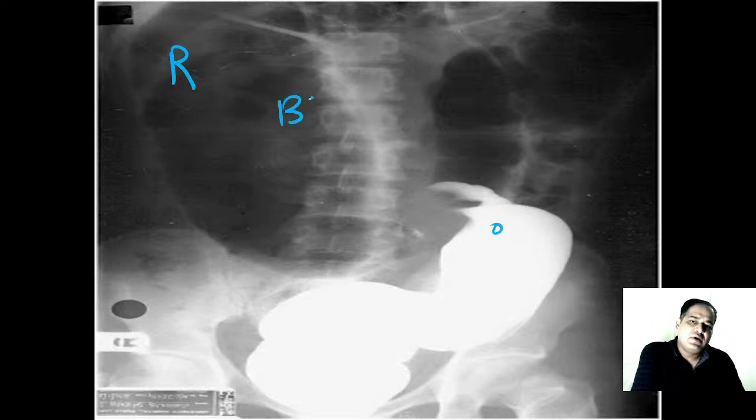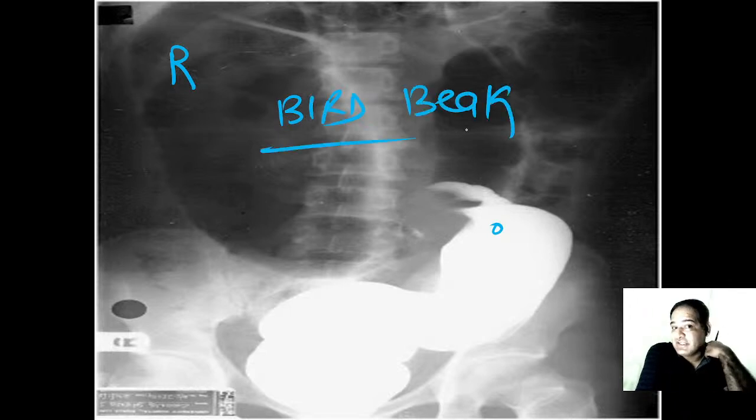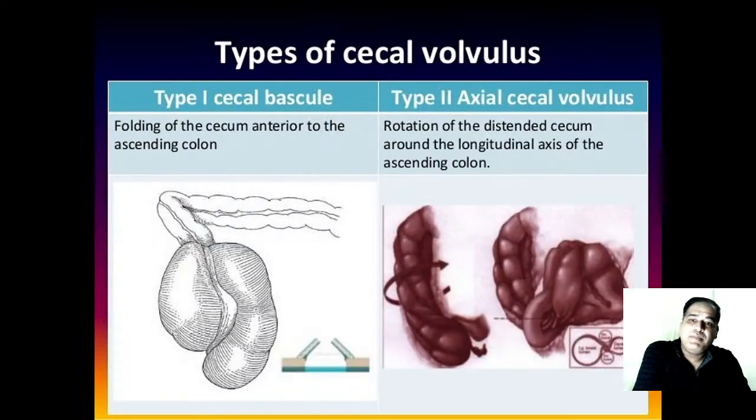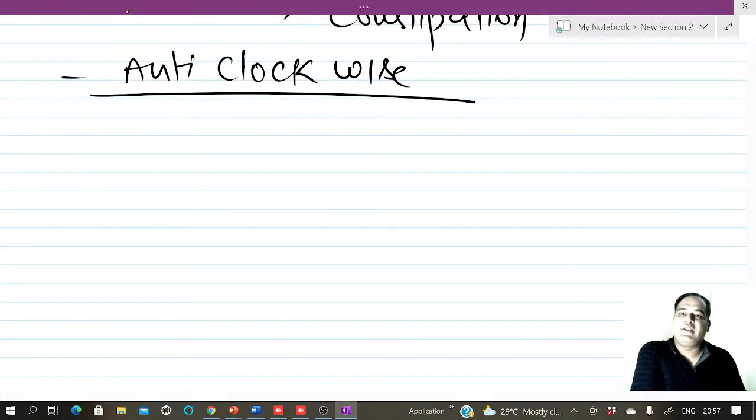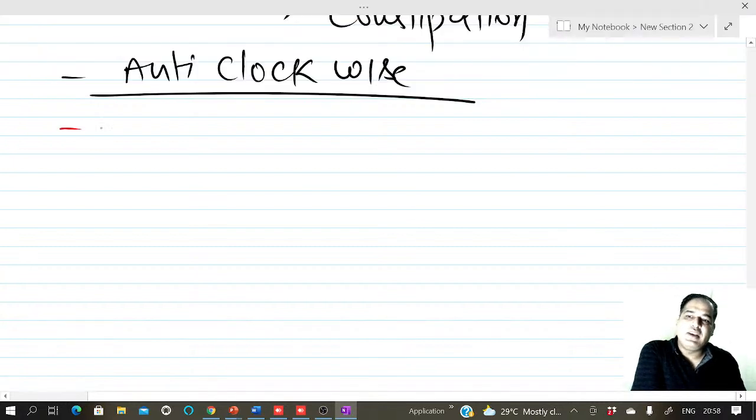What is this? This is bird beak appearance on the barium enema.